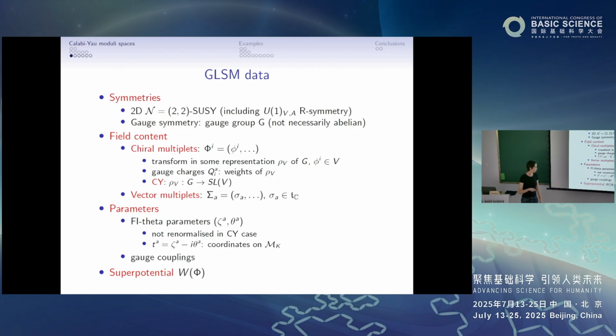And this combination I will call T, and this will be the coordinates on MK. So these are coordinates on the Kähler moduli space. And I will exclusively talk about compact Calabi-Yaus, and if you want to engineer a compact Calabi-Yau in a gauge linear sigma model, you have to turn on a superpotential.